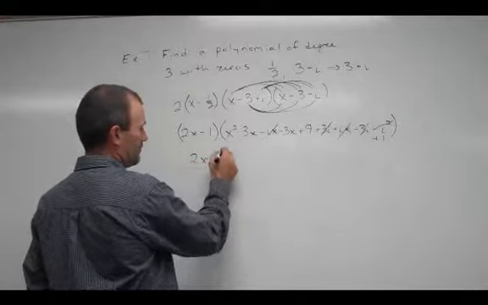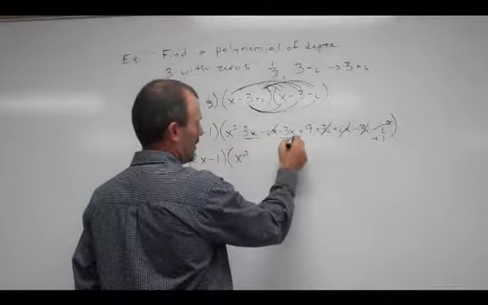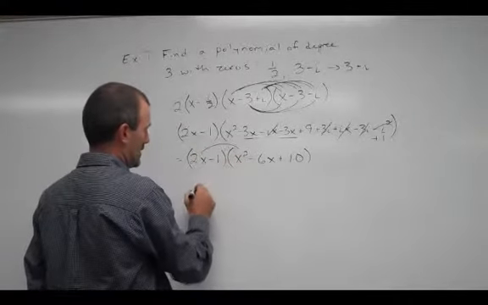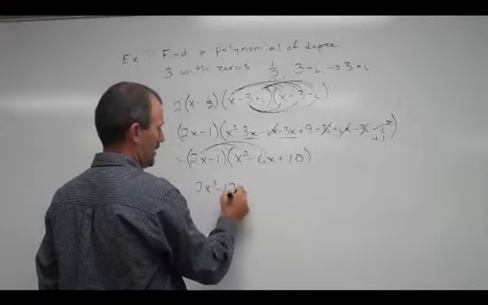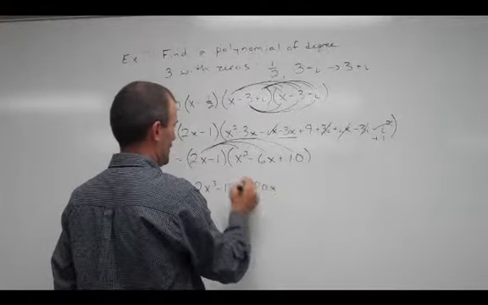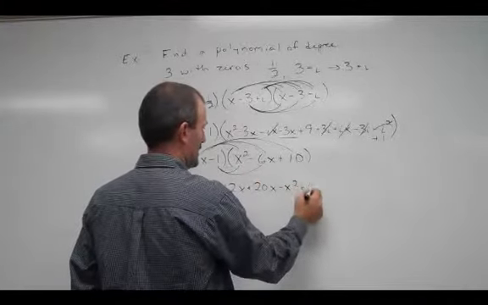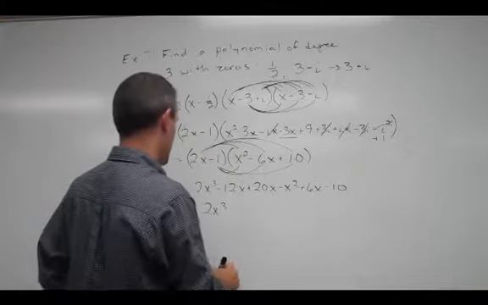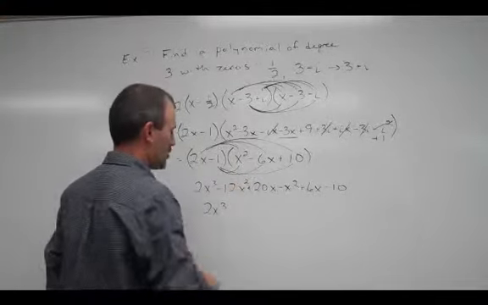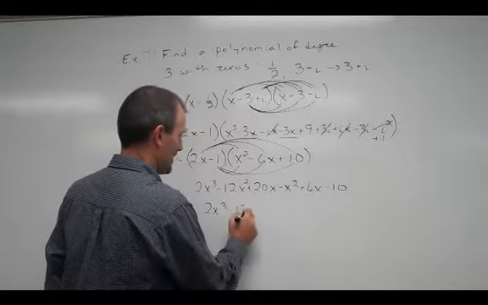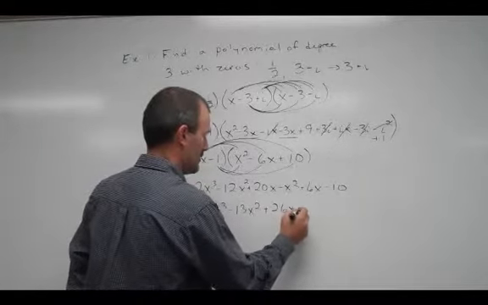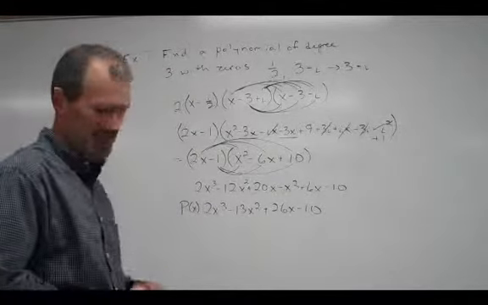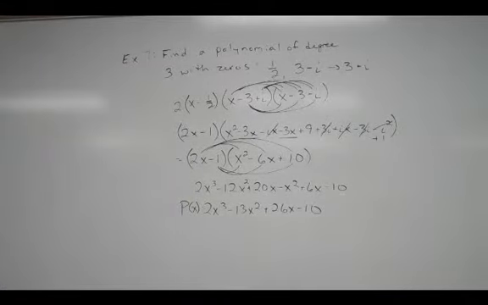So now we have 2x minus 1 times x squared minus 6x plus 10, and then to multiply that out, 2x times x squared is 2x cubed minus 12x plus 20x minus x squared plus 6x minus 10. So 2x cubed, wait, I've got something wrong here, I think. 2x times 6x should be 12x squared. So negative 12x squared would be minus 13x squared plus 26x minus 10, and that is our polynomial that has those zeros. And notice it is third degree. So 2x cubed minus 13x squared plus 26x minus 10.